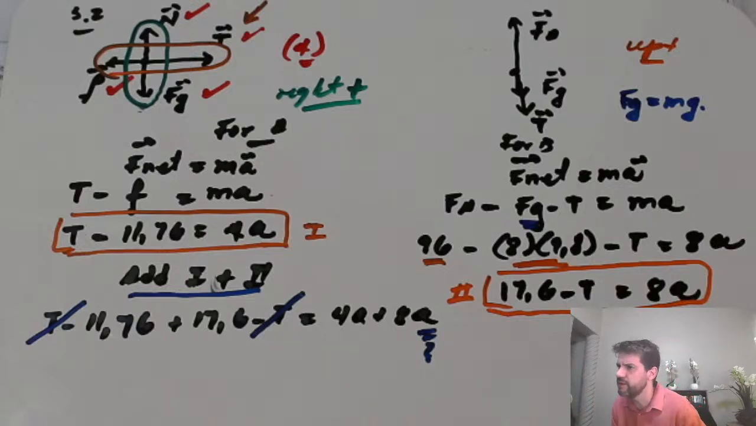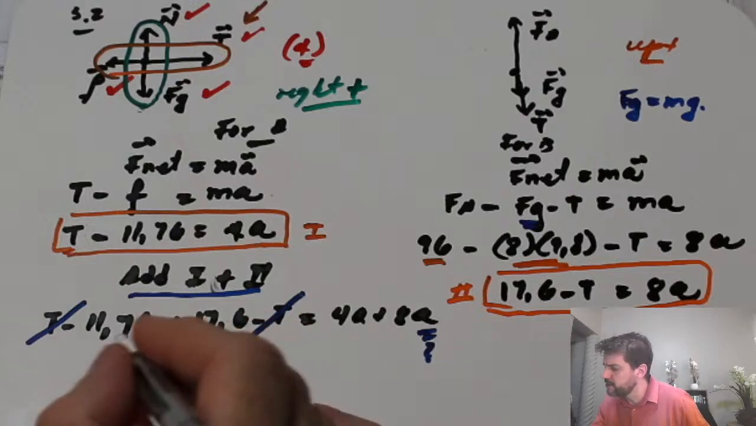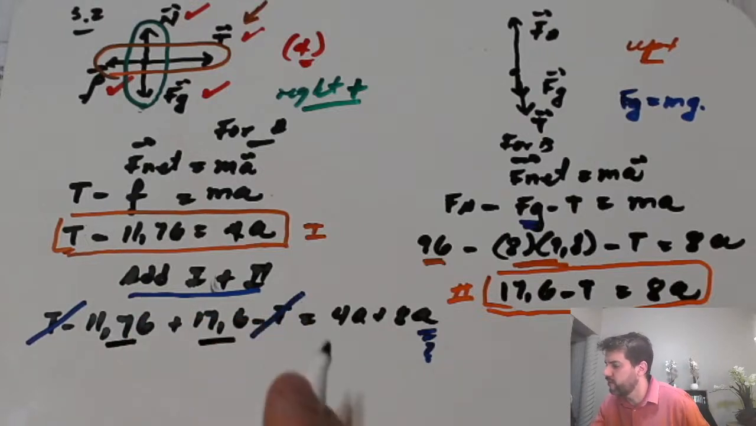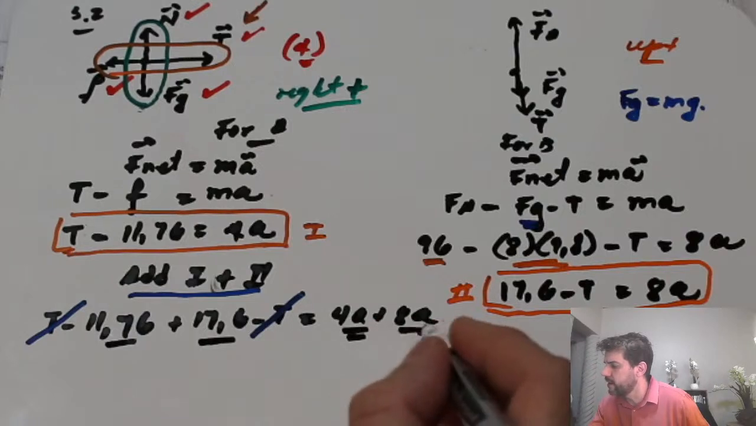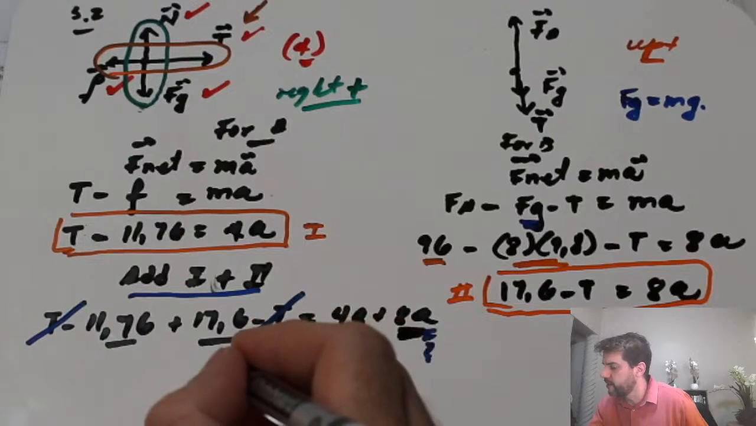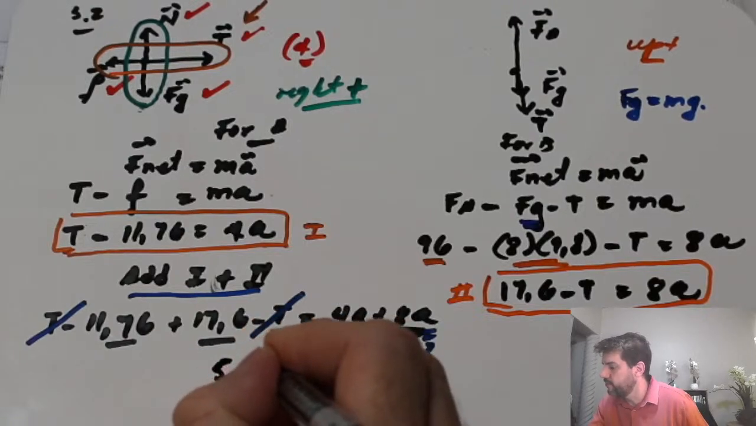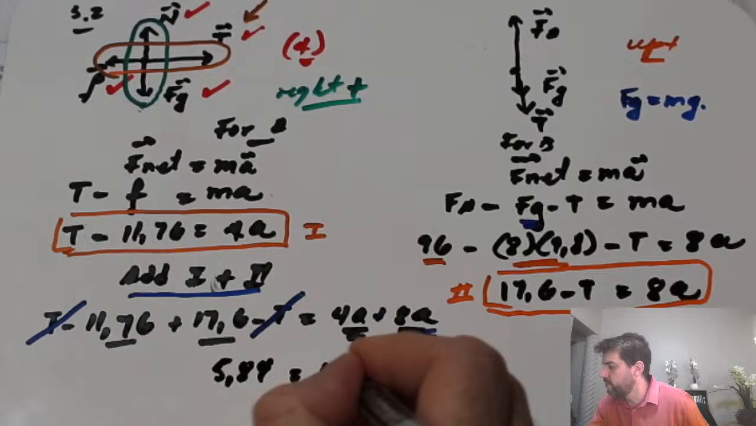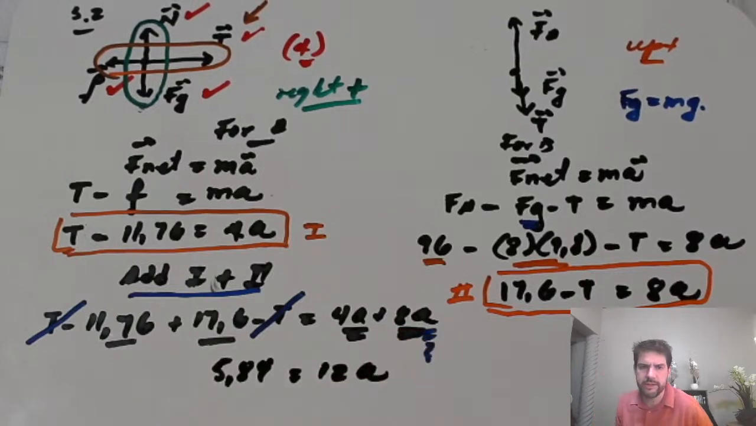But anyway, this one is simple mathematics. I already did the calculation. You can redo the calculation if you want. And then when you add common factors, this one and this one are common factors, and 4a and 8a are also common factors. So you get that this one is 5,84 equal to 12a. All right, there we are.